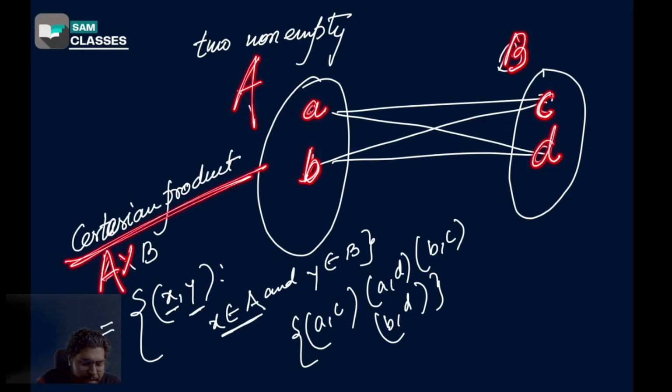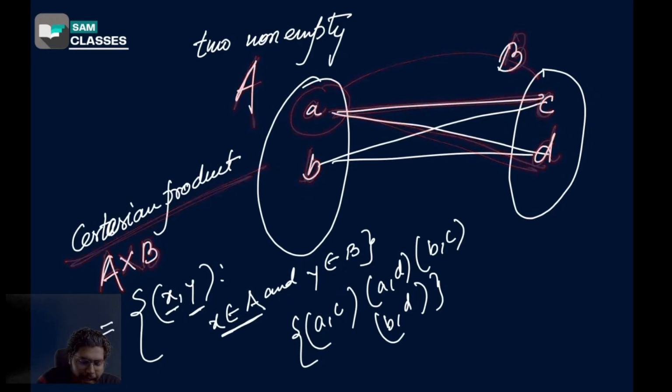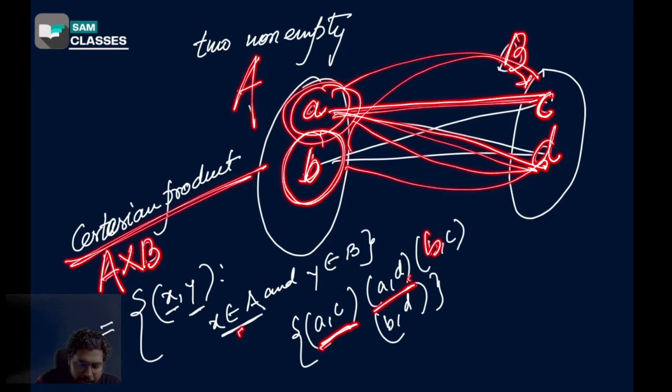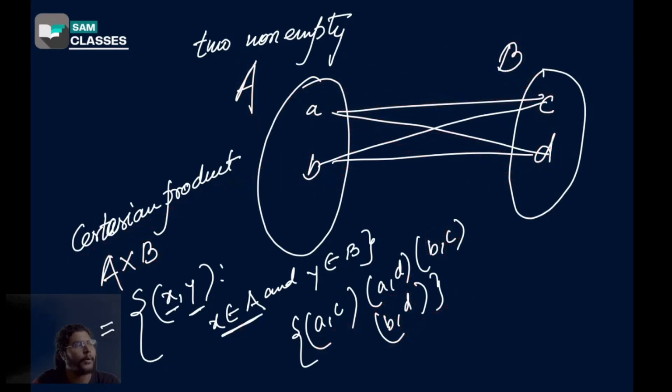A cross B is defined as the mapping from each and every element of A to every element of B. So a is mapped to c, and then a is again mapped to d. So we got ac, ad. Then element b is mapped to c and then to d. So bc and bd. Clear? This is known as the Cartesian product A cross B. Clear everyone?